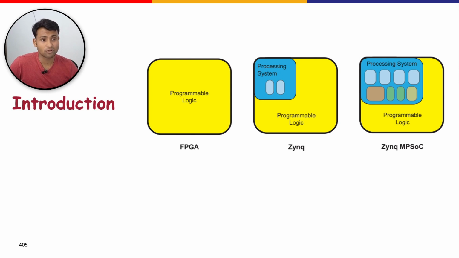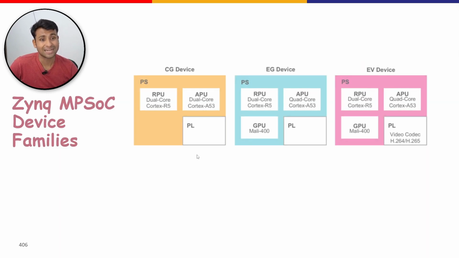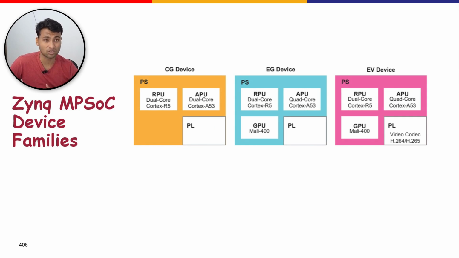At the time of recording this video, there are three different Zynq MPSoC device families available, and each shares similar fundamental concepts in that they have the PS and the PL. The device families are known as the CG devices, EG devices, and the EV devices. They are fundamentally the same but differ in their structure, in how they are made.